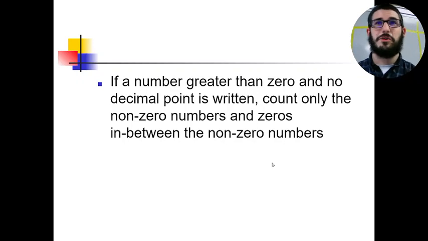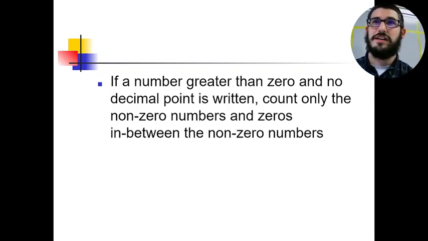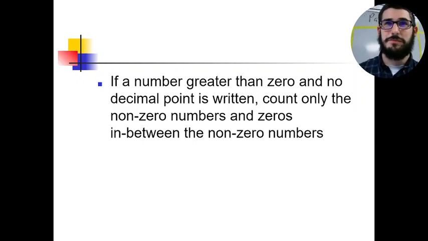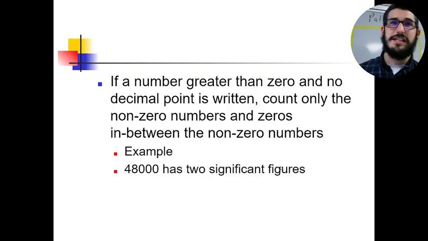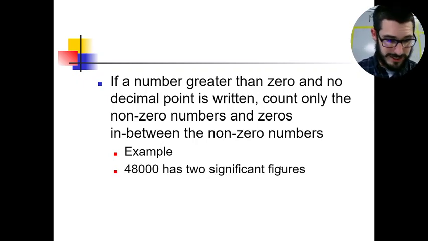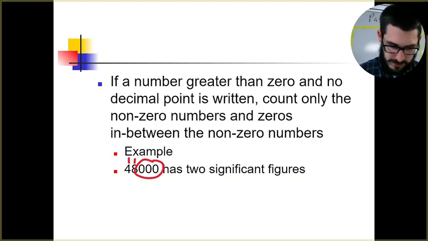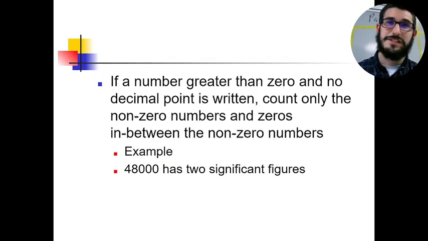So if a number is greater than 0, and no decimal point is written, count only the non-zero numbers and zeros between non-zero numbers. So if we're looking at 48,000, it has 2 significant digits because we're looking at 1, 2. These zeros behind it are insignificant. They are not part of the significant figures.